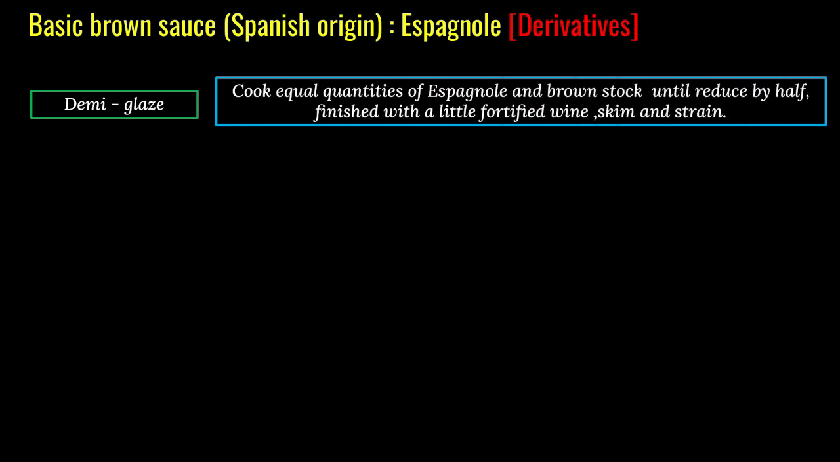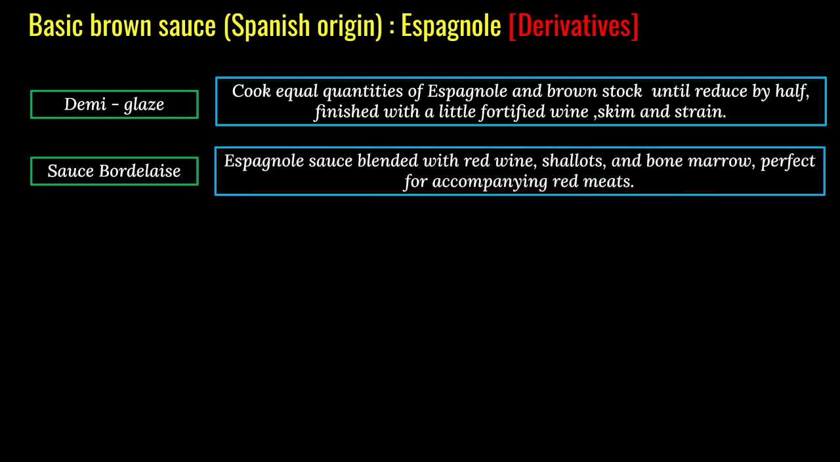Demi-glace, the derivative, is made by cooking equal parts of espagnole and brown stock until reduced by half, finished with a little fortified wine, then skimmed and strained. Another example is sauce bordelaise, espagnole sauce blended with red wine, shallots and bone marrow, perfect for accompanying red meats.